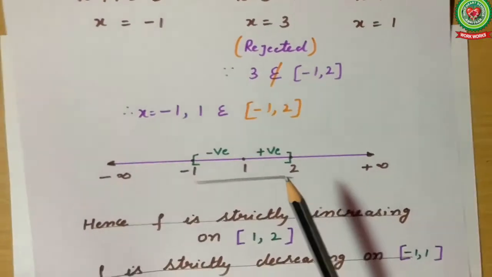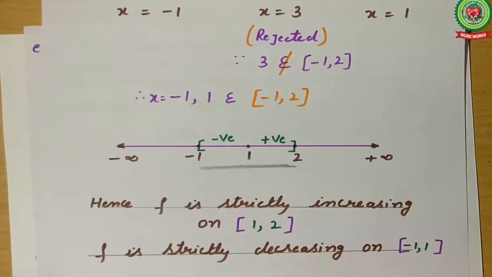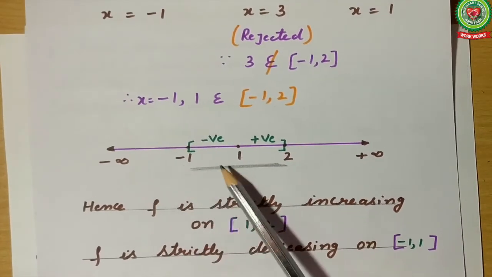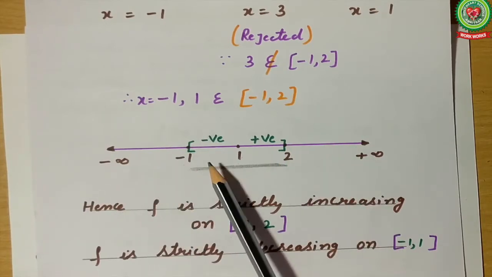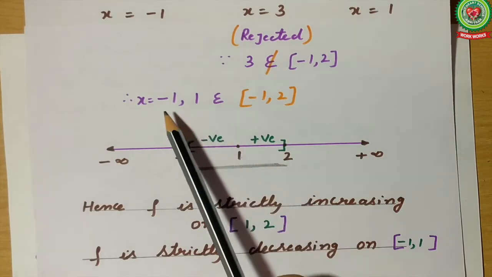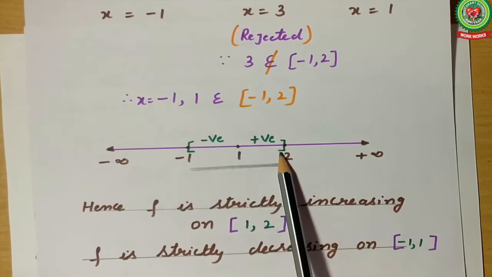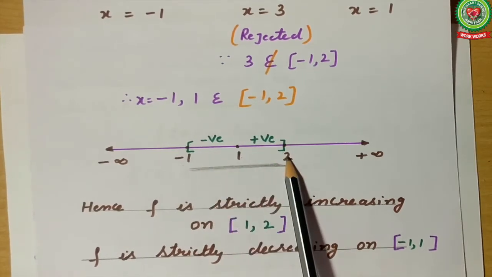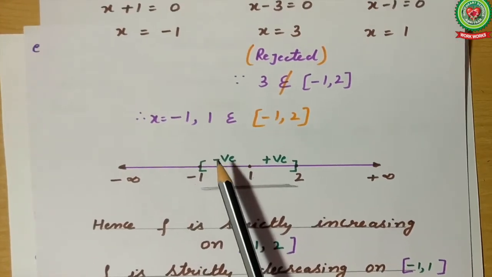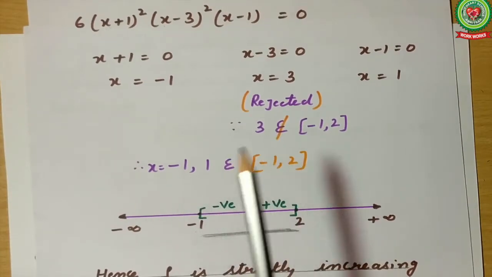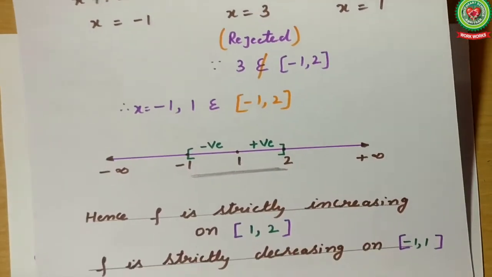Now it's time for the representation on the number line. When we represent this on the number line, we have minus 1, 1, 2, positive infinity and negative infinity. Now we will find the positive and negative signs. First of all, minus 1 and 1. Because minus 1 and 2 both are closed intervals, we will represent it as it is. Minus 1 till 1. When we put any value in between minus 1 and 1, let us suppose 0, we get a negative sign.